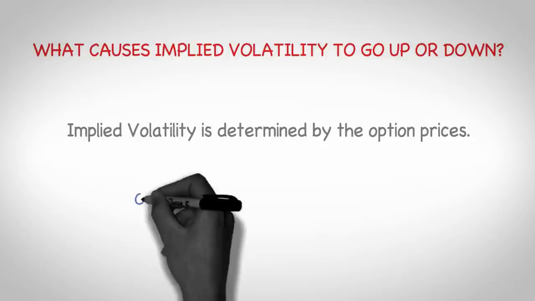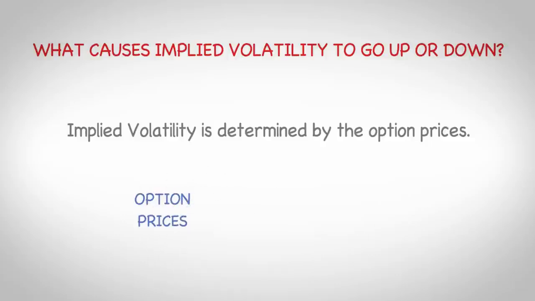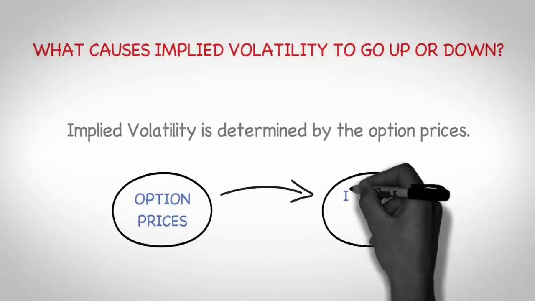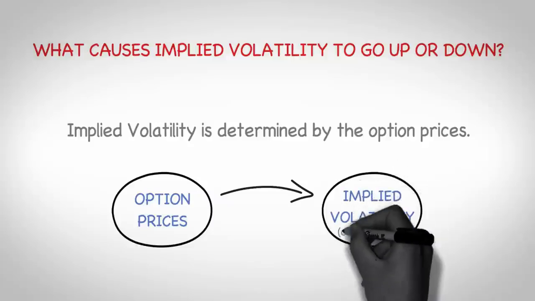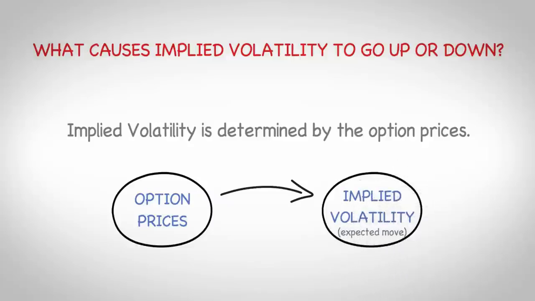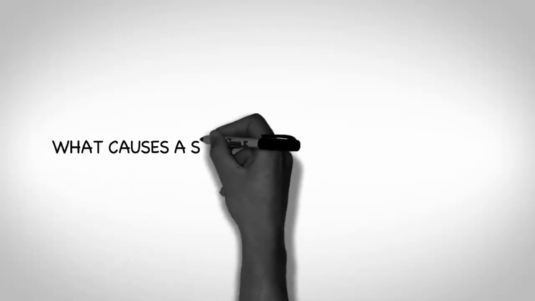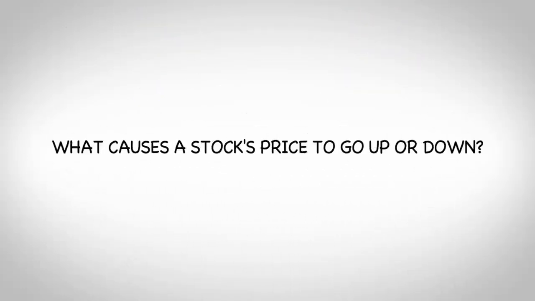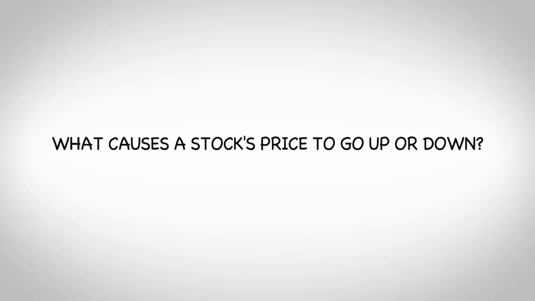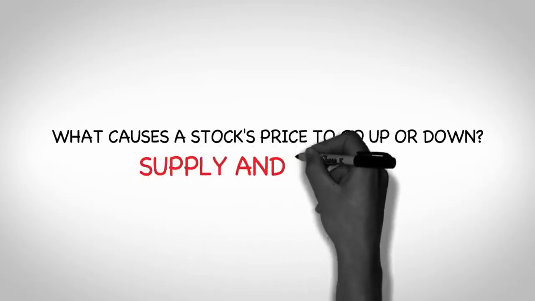It's kind of like the option prices are what they are, and those prices spit out the implied volatility number, and that tells us the expected move of the stock. Okay, so that doesn't really answer the question, and maybe your head is spinning at this point, but let me ask you, what causes a stock's price to go up or down? Could be a huge number of things, but it simply comes down to supply and demand.